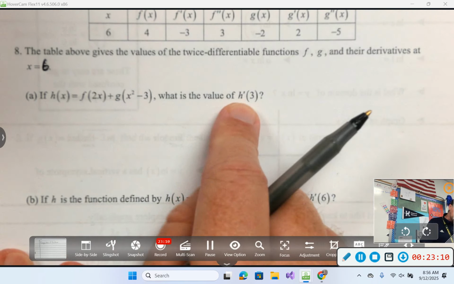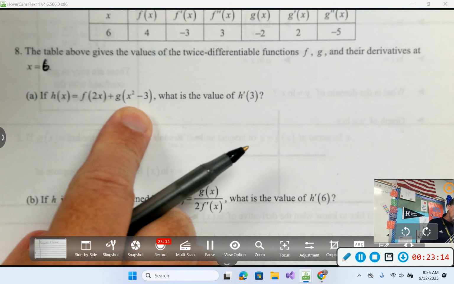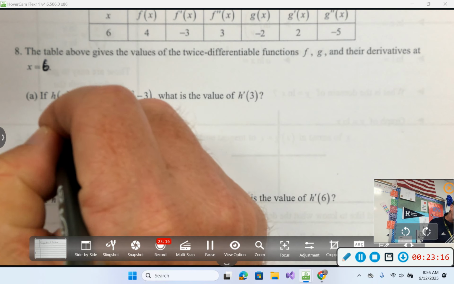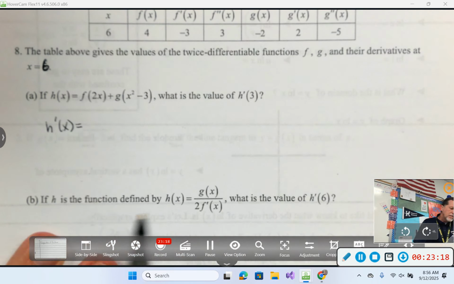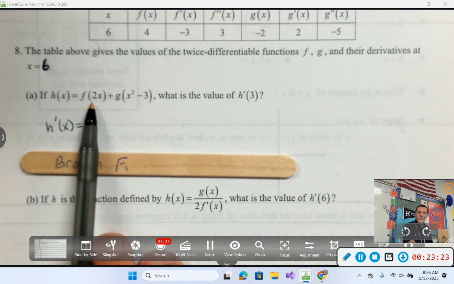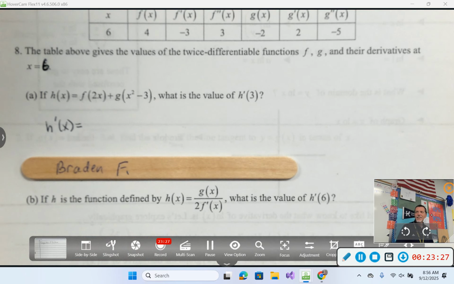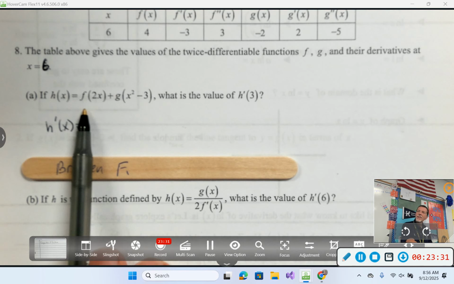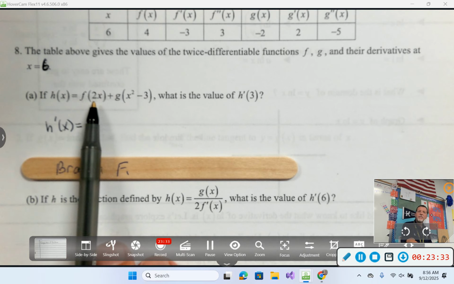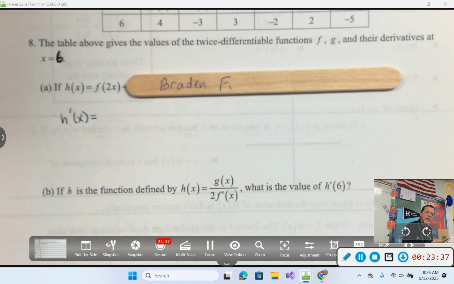Okay, h prime of 3 if h is f of 2x plus g of x squared minus 3. So how am I going to take the derivative of f? Braden, any thoughts on what the derivative of f of 2x is? Kind of putting you on the spot here. We haven't done one quite like this. What? The derivative of f of 2x. We'll worry about g later, one step at a time here.